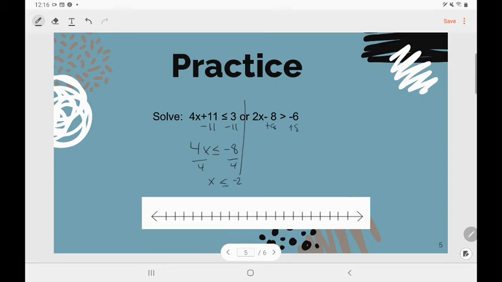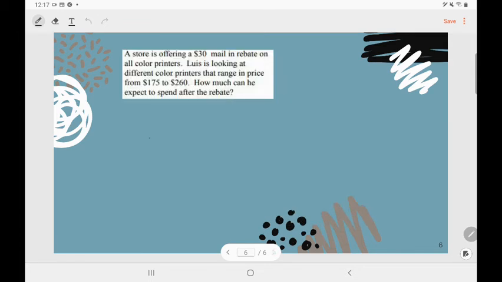Solving the second, plus 8. 2x is greater than 2, divided by 2, and x is greater than 1. Remember to write the word "or" in my final answer, and that is my solution. If I had to graph it, here's negative 2, less than or equal to negative 2, negative 1, 0, 1, greater than 1. Last but not least, let's talk about story problems.